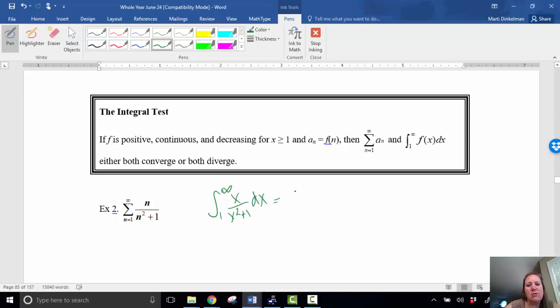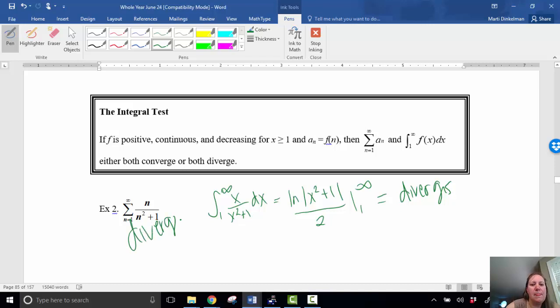So I think this is a natural log problem because the derivative of the denominator is 2x, which is really close to what's going on in the top. I just have to make an adjustment because the derivative of this would be 2x, so I need to divide by 2 because there isn't one there. And then I'm going to automatically say, natural log of infinity, that's infinity. So this diverges, which means this series diverges.